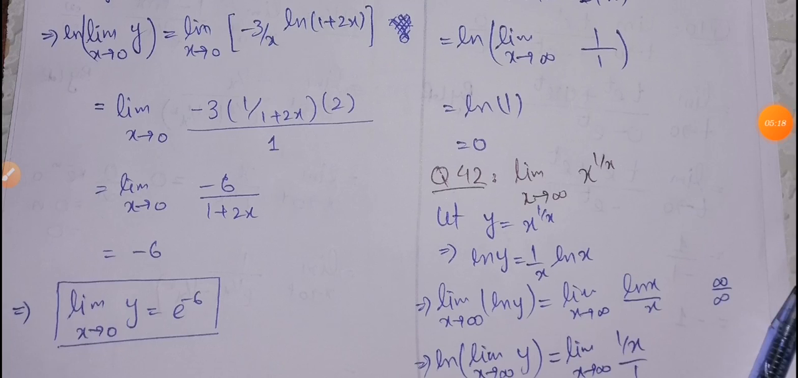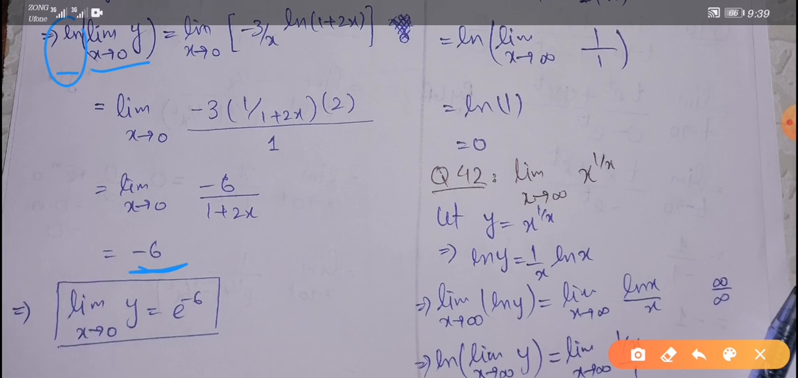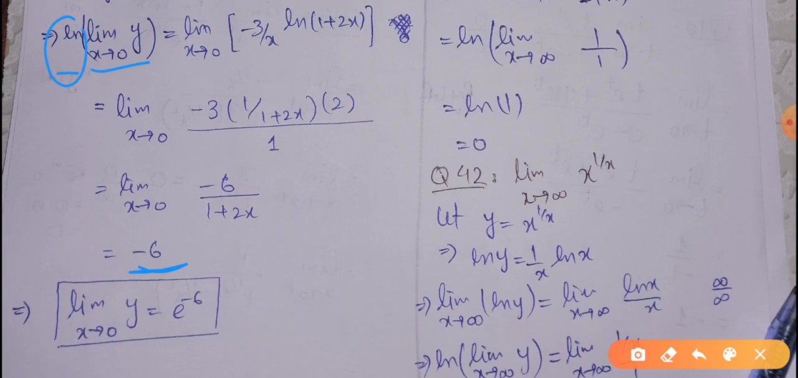But this is not the final answer, because we get the limit of ln y is equal to -6. Now we have to remove this ln, and for this we have to take the anti-log, or the exponent, on both sides, so we get e raised to the power of -6.